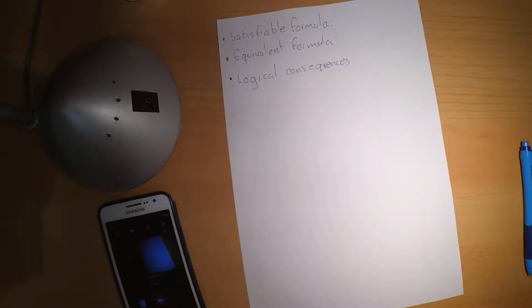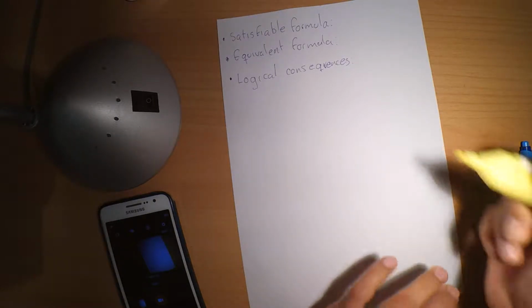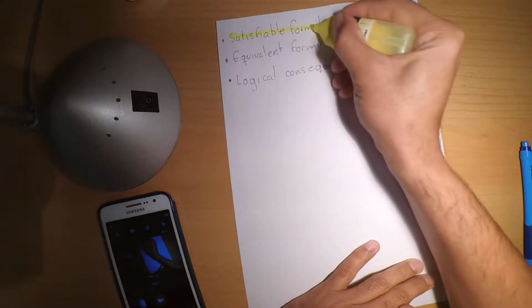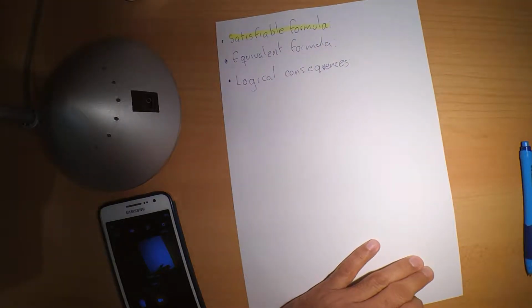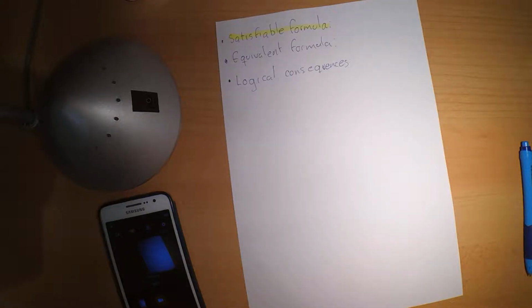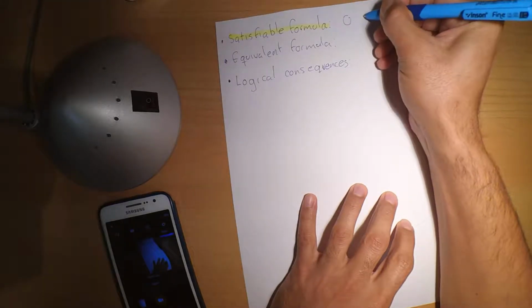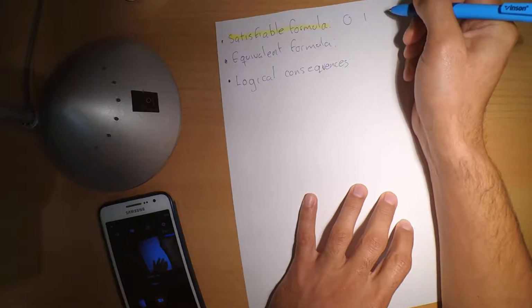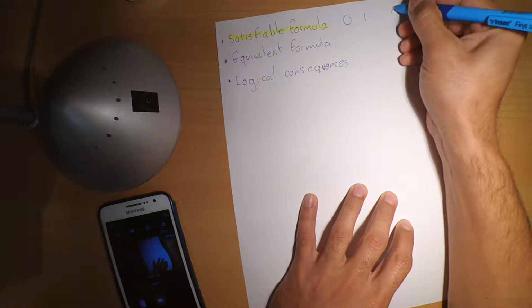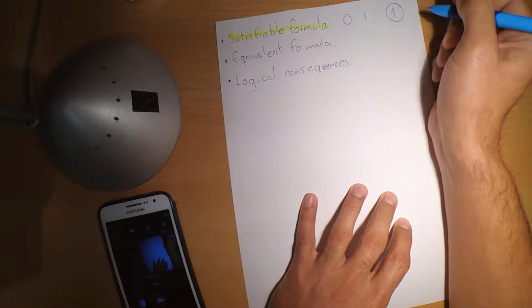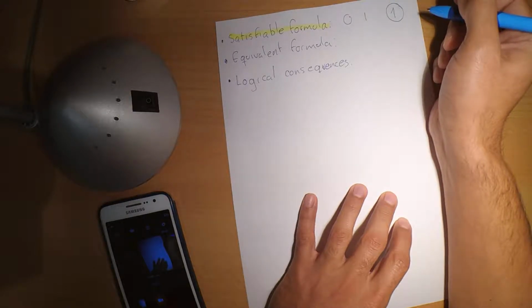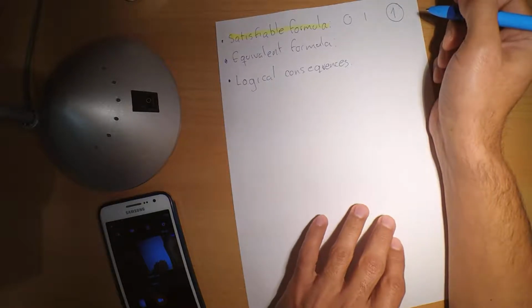Okay, let's continue with some definitions and examples in this class of logic. The first thing that I want to remark to you is what is a satisfiable formula? Well, the satisfiable formula, in my way to understand this, is that no matter how we substitute the zeros and the ones, or the false and true values, we always get one or true. Let's get started with some examples to understand this better.